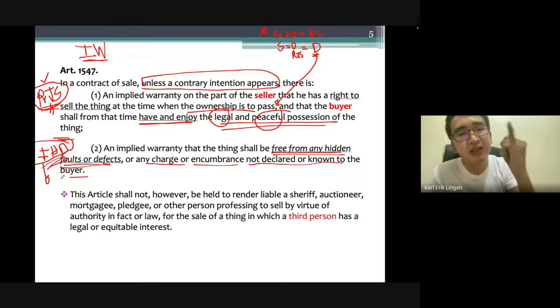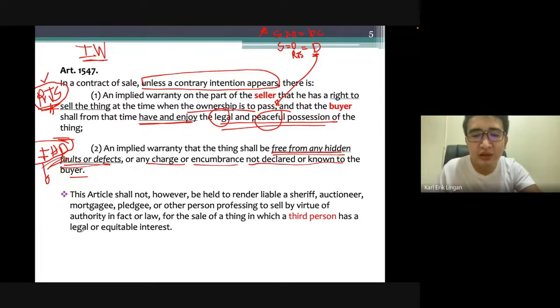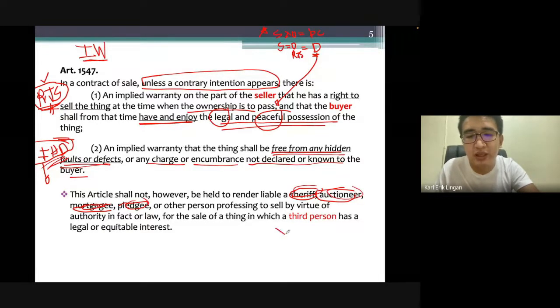Okay? The right to sell, that he has the right to sell the thing, or that it is free from hidden defects. Okay? This article, however, shall not render the sheriff, the auctioneer, the mortgagee, the pledgee, or other person liable. Okay? Why? Because they are not the sellers themselves. The sheriff, siya lang yung inutusan ng court na mag-execute ng sale. Si auctioneer, siya lang yung nag-facilitate ng sale. Si mortgagee, siya lang yung nag-ask for the sale, as well as the pledgee. Hindi sila yung mismong seller. Okay? Kaya hindi sila liable for warranties.